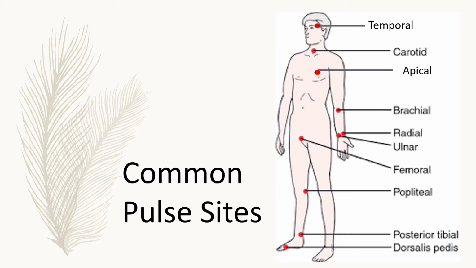Common pulse sites. So you have your temporal pulse at the top there. You have your carotid pulse next. You have your apical pulse, which is the one above the heart. You have the brachial. You have the radial and the ulnar. Please pay attention to which side those are on, because when you take your pulse, you're going to use your radial side. Then you have the femoral area, popliteal, posterior tibial, and dorsalis pedis.